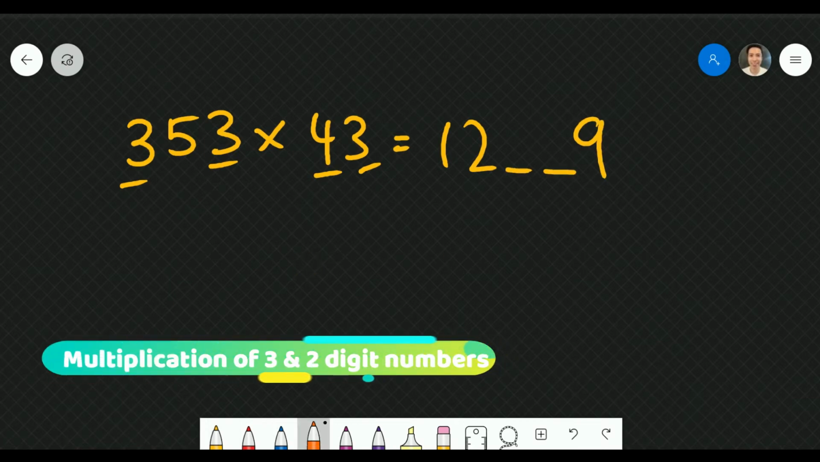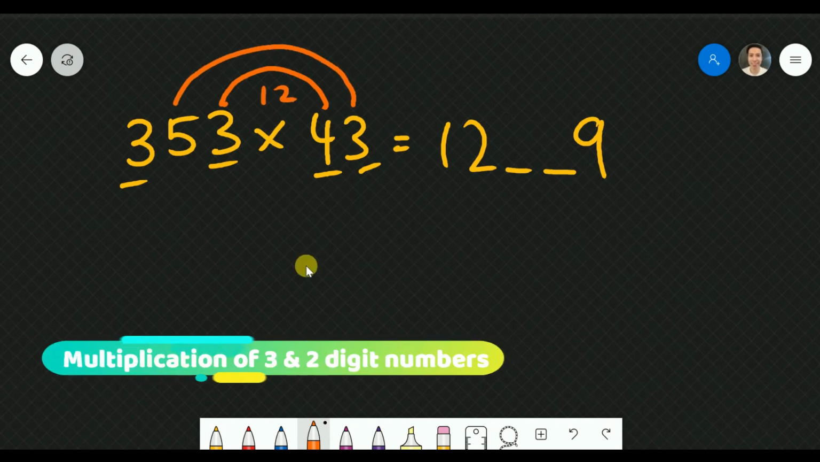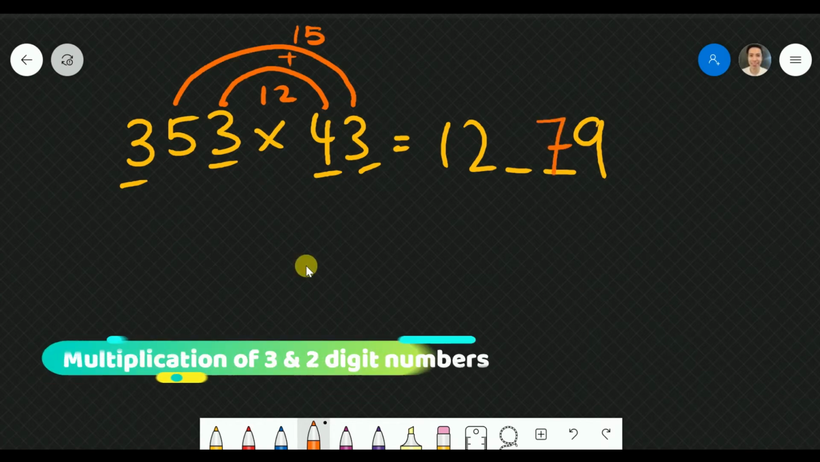Okay, next you need to quickly draw the curve. Start from 4 here, draw backward, okay, move to 3. So 4 times 3 will give you 12. Then this 3, move to 5. So 3 times 5 will give you 15, right? So 12 plus 15 will give you 27. So you write 7 here and you put 2 on top, right?